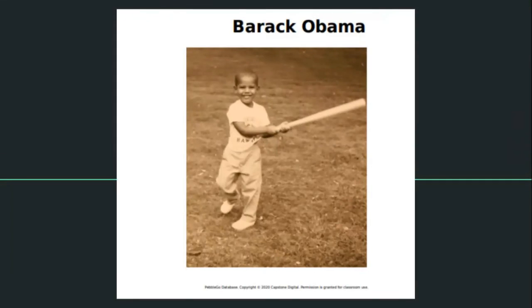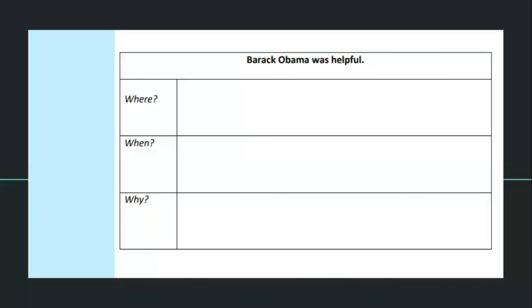For this next part, you're going to need to turn back to our reading about Barack Obama, because we are going to write about when Barack Obama was helpful. You just practiced adding your where, when, and why to make your sentences more vivid, to paint a better picture in your reader's head. Now you have to think, where was Barack Obama helpful? When was Barack Obama helpful? And why was Barack Obama helpful?